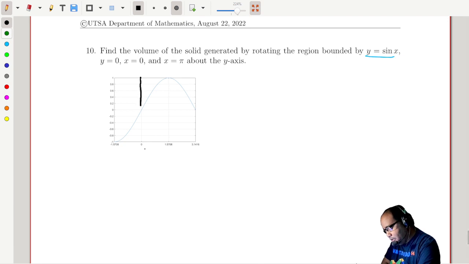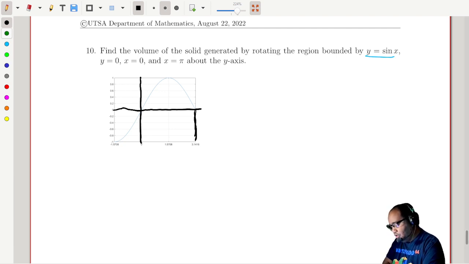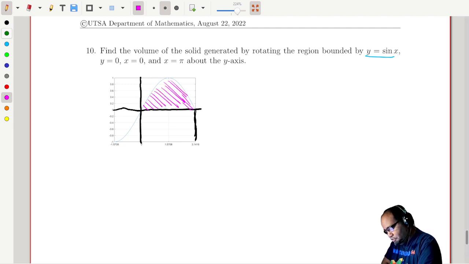So let's draw on the axes here, like I did before. Okay, x equals pi. So x equals pi right here. Sine is the boundary here. Okay, so there's our magenta area. As usual, you see me do this a lot, right? We're rotating around the y-axis, in the green color.